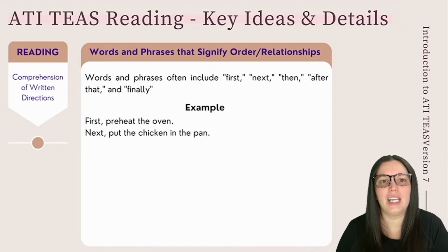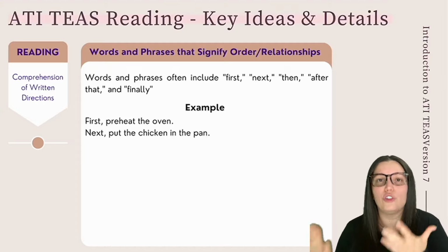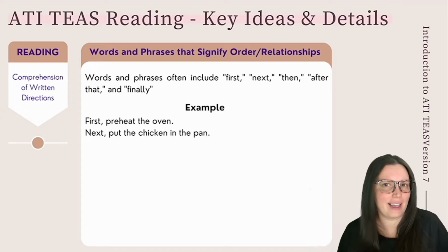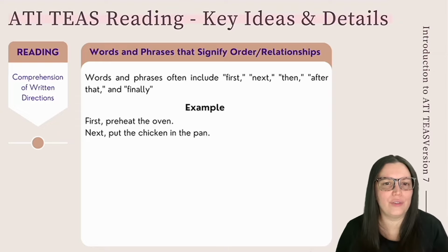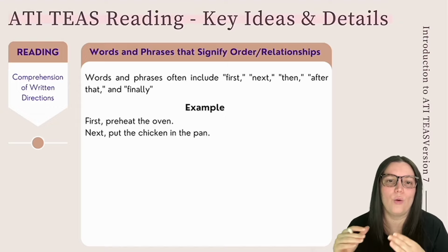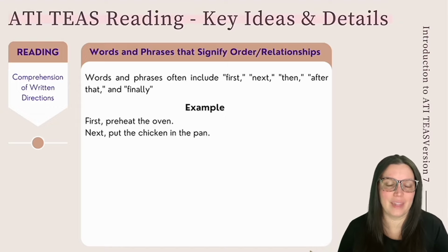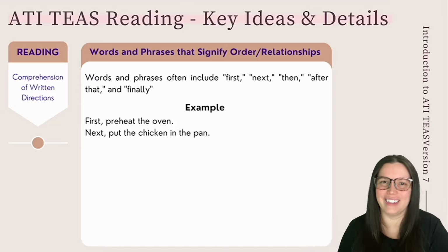So for example, if you read a recipe that says first, preheat the oven, you know that you should preheat the oven before you do anything else in that recipe. Next, put the chicken in the pan. You know that you should put the chicken in the pan after you preheat the oven. Other words and phrases that signify order and relationship can include before, after, during, while, and since. These words and phrases can help you understand the order of events that are happening within a text.